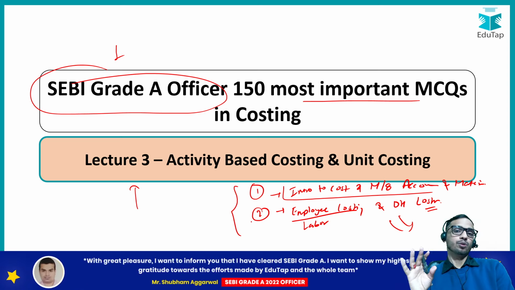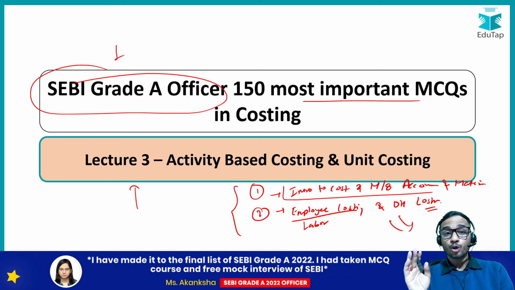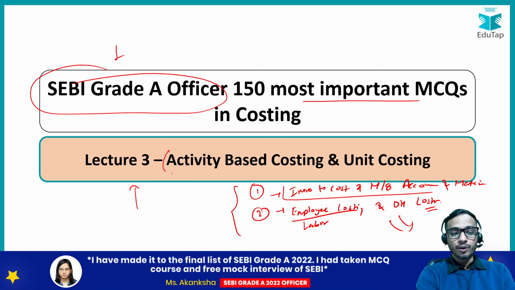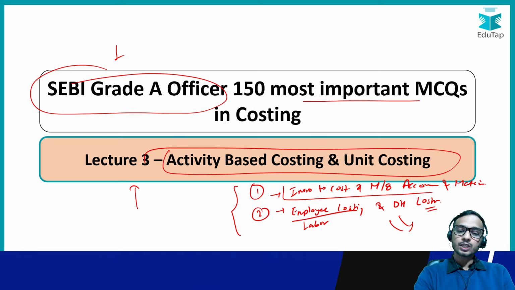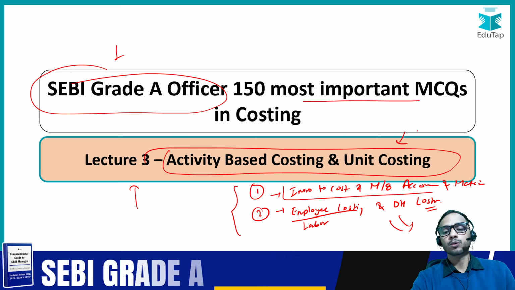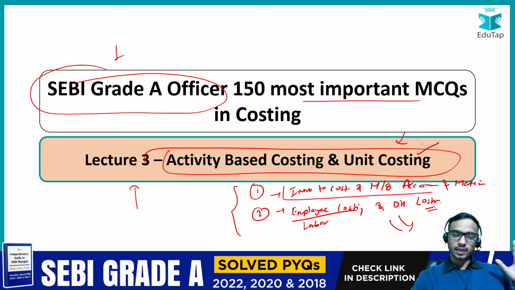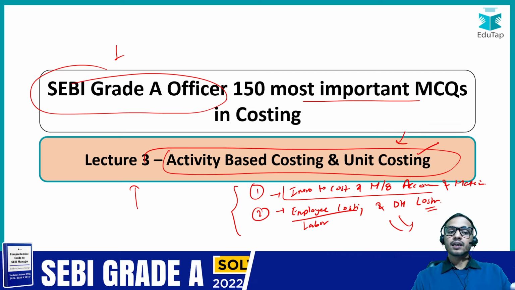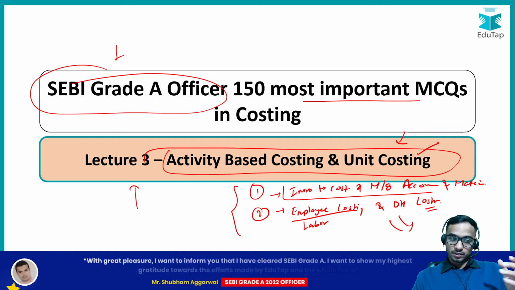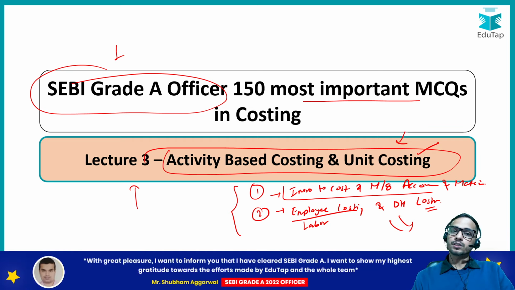Now in this particular class, we are going to understand the concepts related to activity based costing, as well as the concept related to unit costing, right? And the pattern will be same as earlier. First of all, we are going to look at the question, understand the question, then understand the underlying concept of that question, then attempt the same question again.